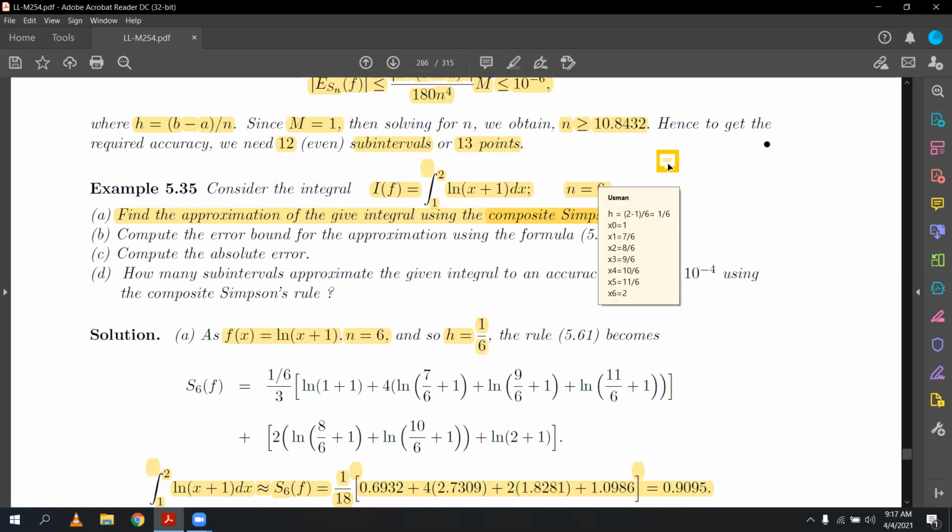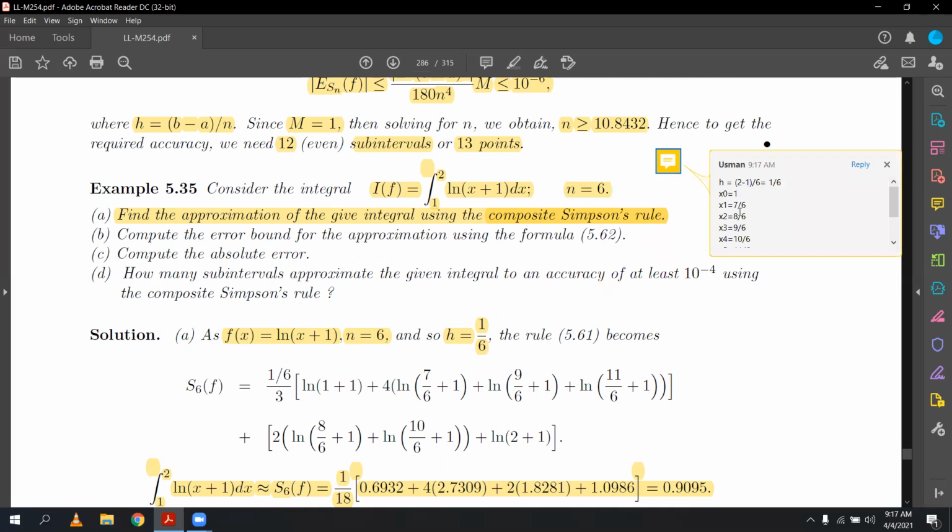So you can easily find the points. x0 is equal to 1, the last point is 2, and the middle points you can find with the help of this spacing, 1 over 6. So x1 is 7 by 6, x2 is 8 by 6, x3 is 9 by 6, x4 is 10 by 6, x5 is 11 by 6, and x6 is equal to 12 by 6, which means 2.